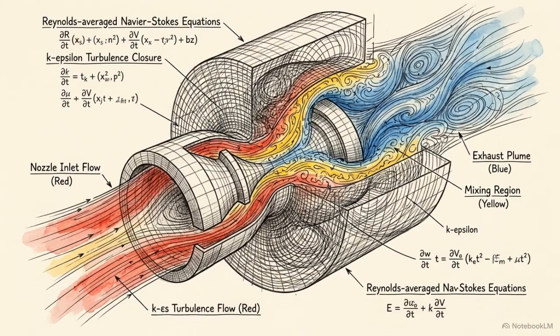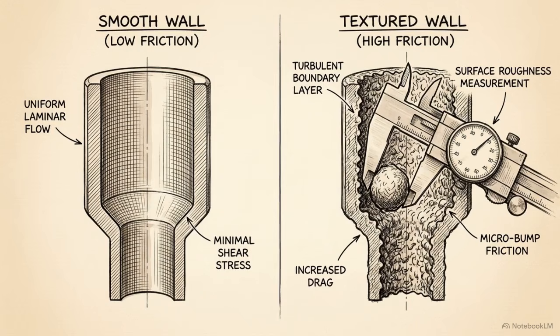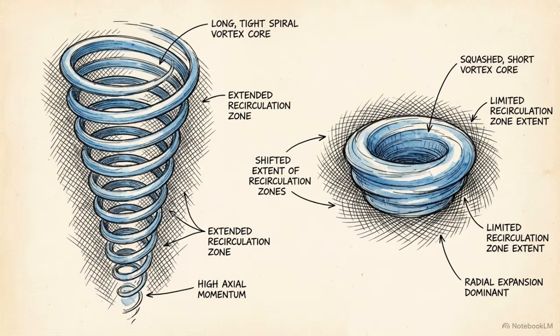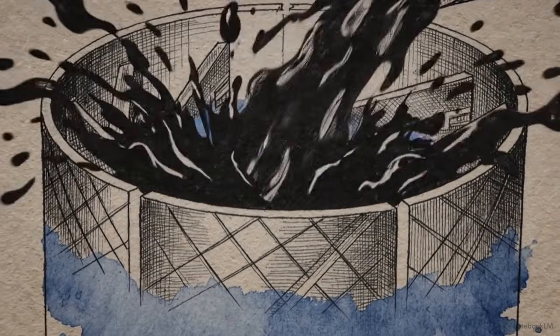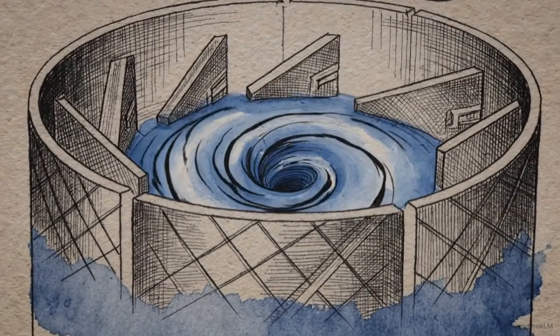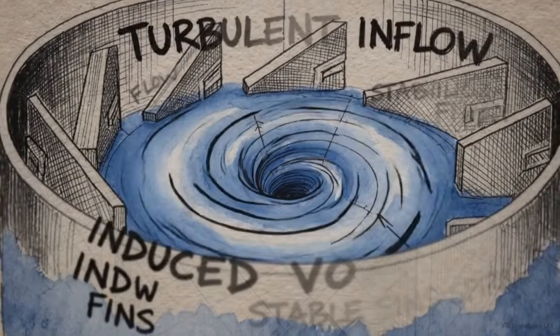Engineers rely on Reynolds-averaged Navier-Stokes equations paired with realizable k-epsilon turbulence closures to simulate the physical properties of the swirl. These models prove that even microscopic changes in the nozzle's wall roughness, or the angle of the vanes, will physically shorten or shift the extent of the recirculation zone. Watch how a purely chaotic fluid field hits the vanes and instantly organizes into a highly stable, spinning vortex column.